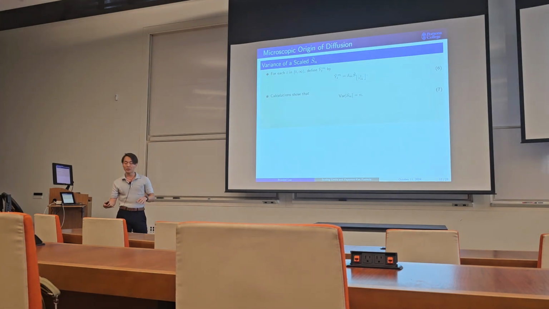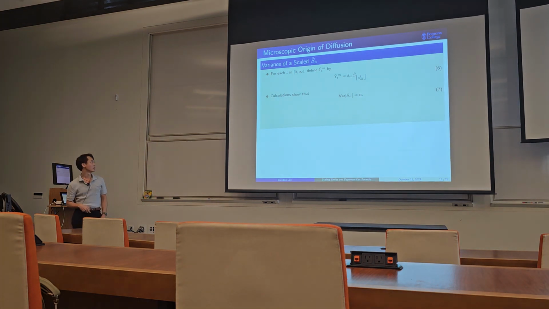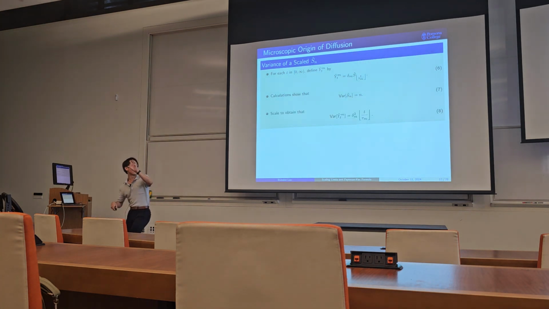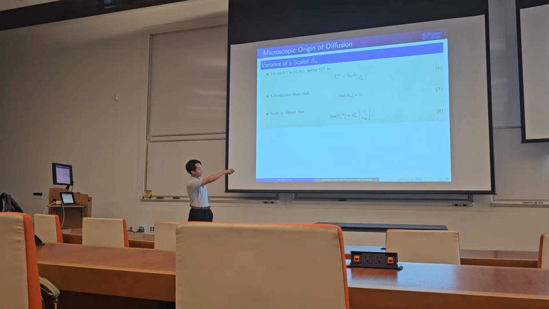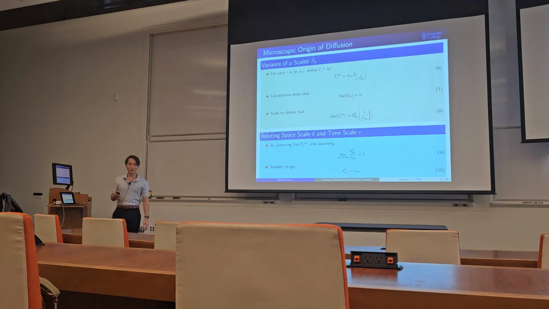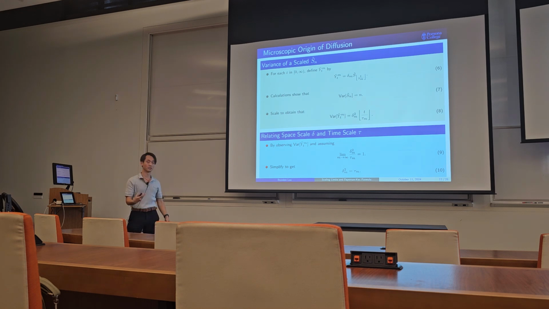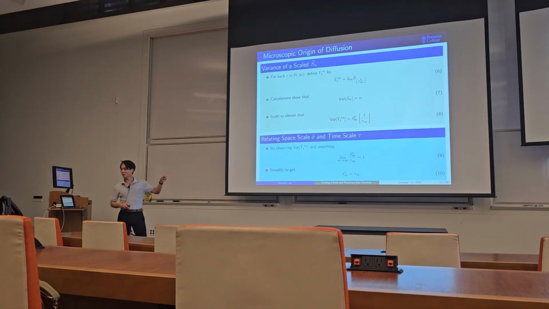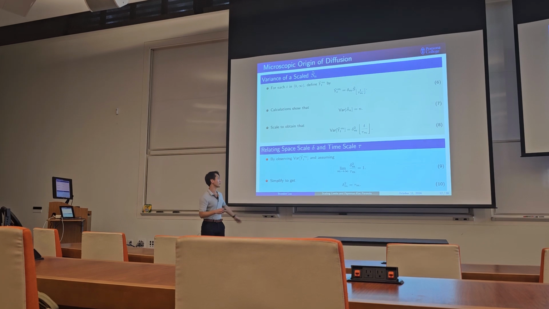The calculations show that the variance of S tilde is equal to n. Now, when we scale this S tilde sequence, the variance of Y tilde is actually equal to delta squared times the floor function of t divided by tau. What's really cool about this is that by observing the variance of Y tilde and assuming the limit as m goes to infinity of delta squared divided by tau is equal to 1, we actually get a relation between delta and tau given by delta squared is equal to tau. Now, that's going to be very important for the next slide, and I'll mention it to everyone.